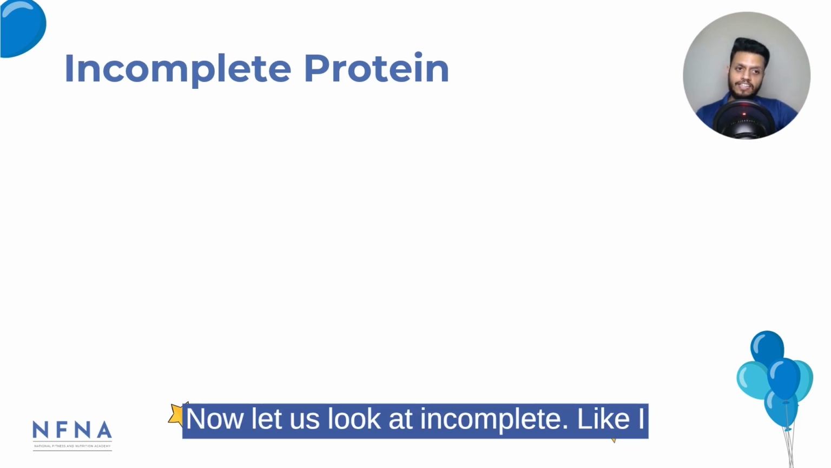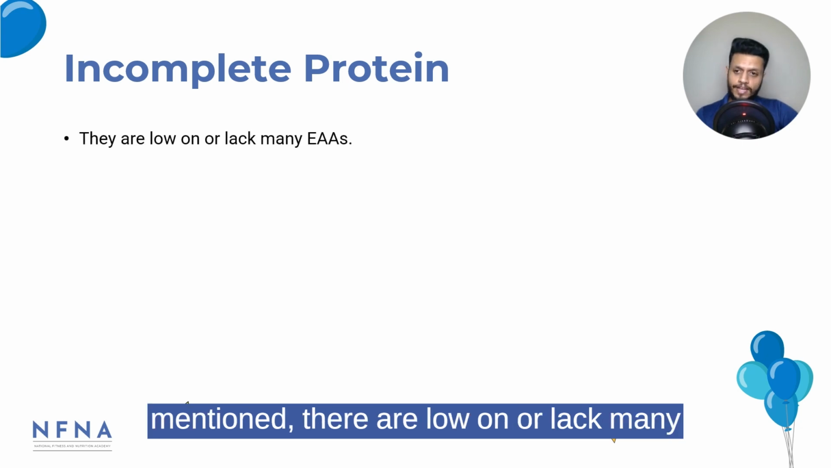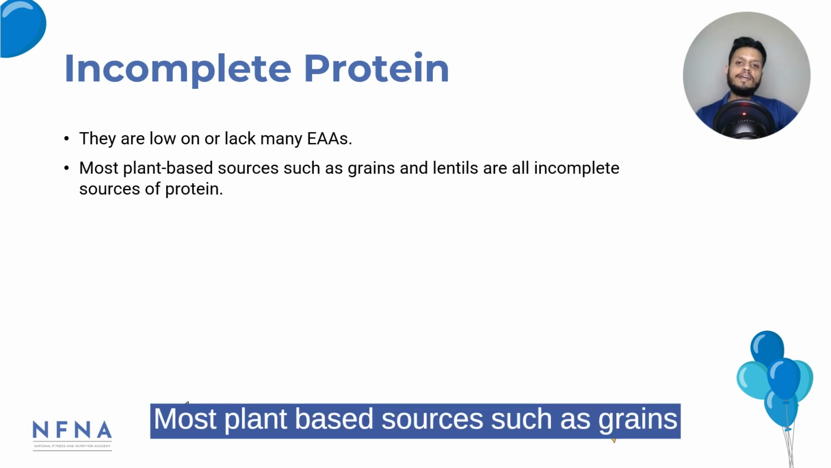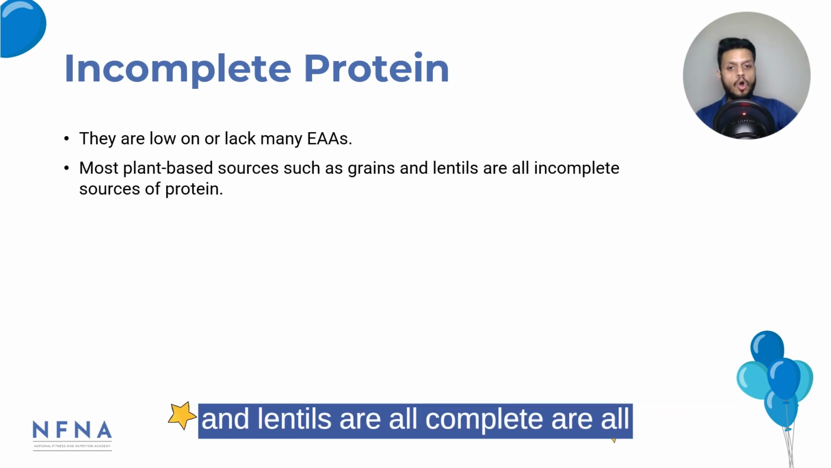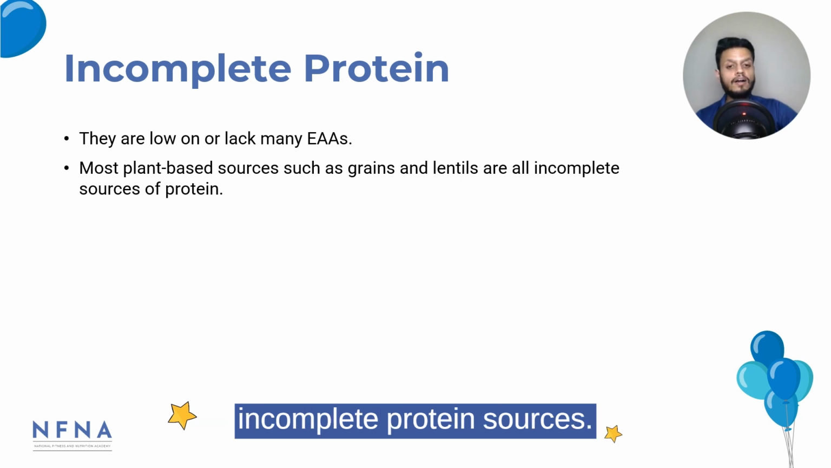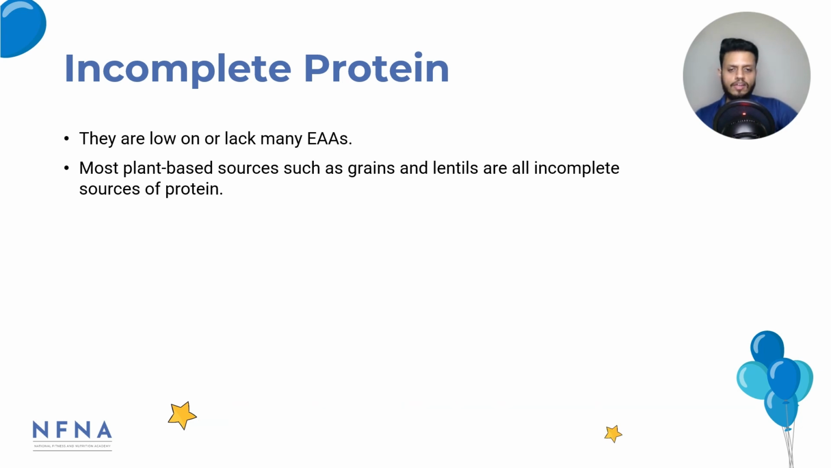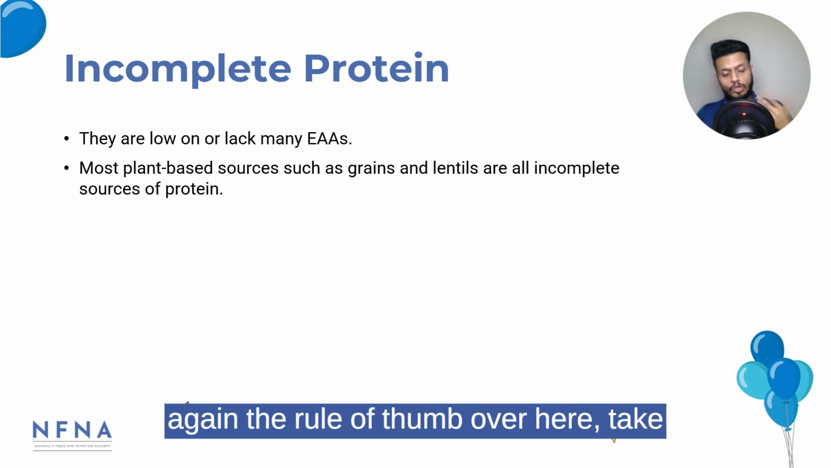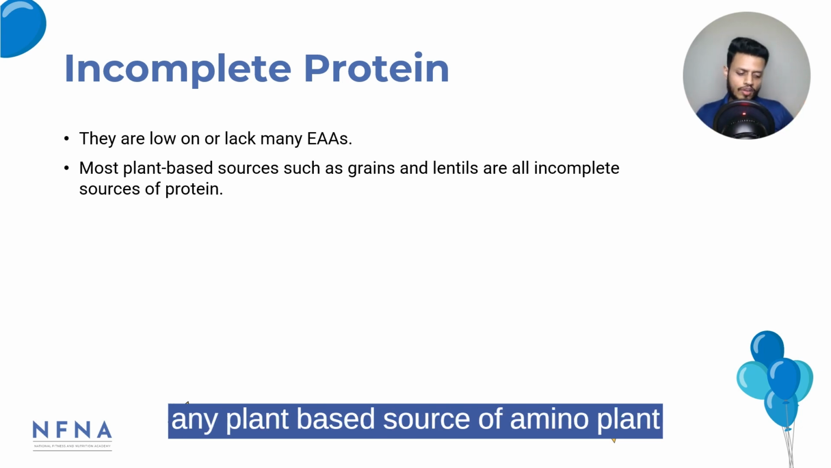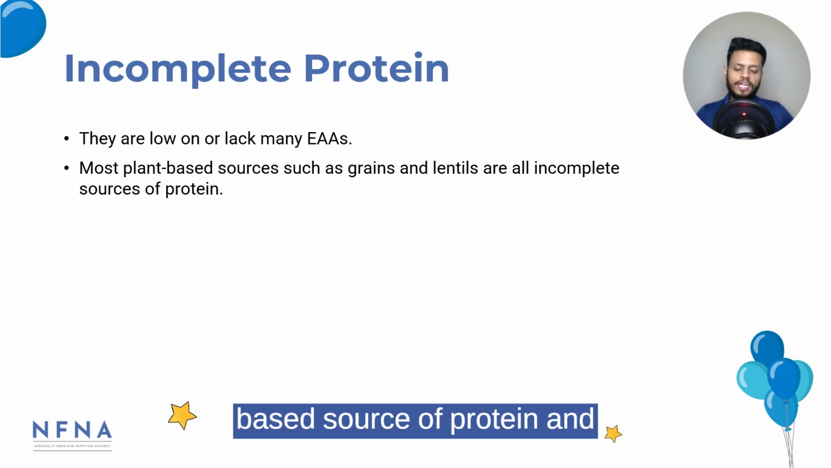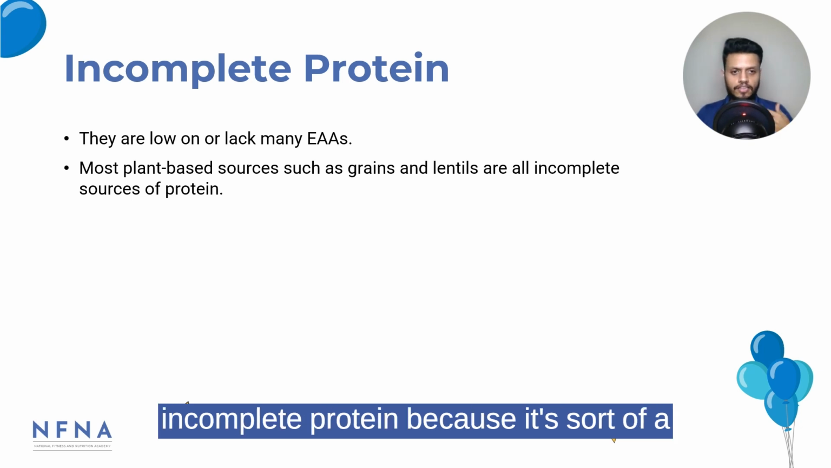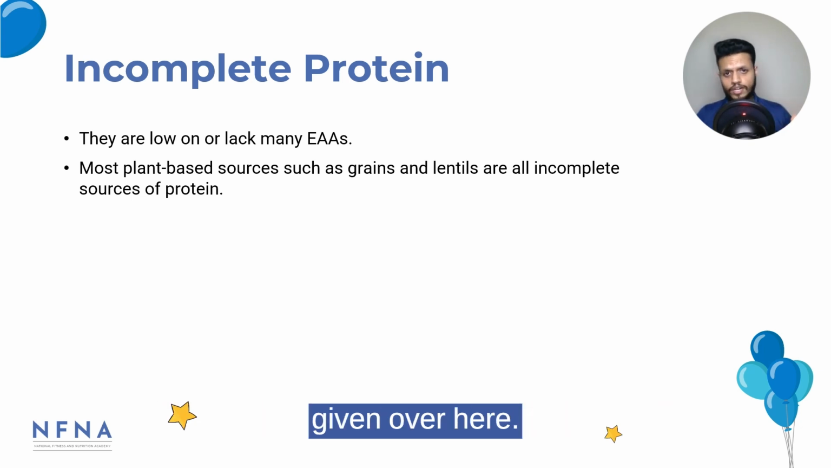Now let us look at incomplete. Like I mentioned, they are low on or lack many essential amino acids. Most plant-based sources such as grains and lentils are incomplete protein sources. So if you take any plant-based source of protein, again a rule of thumb, automatically we can classify it as an incomplete protein because it's sort of a given over here.